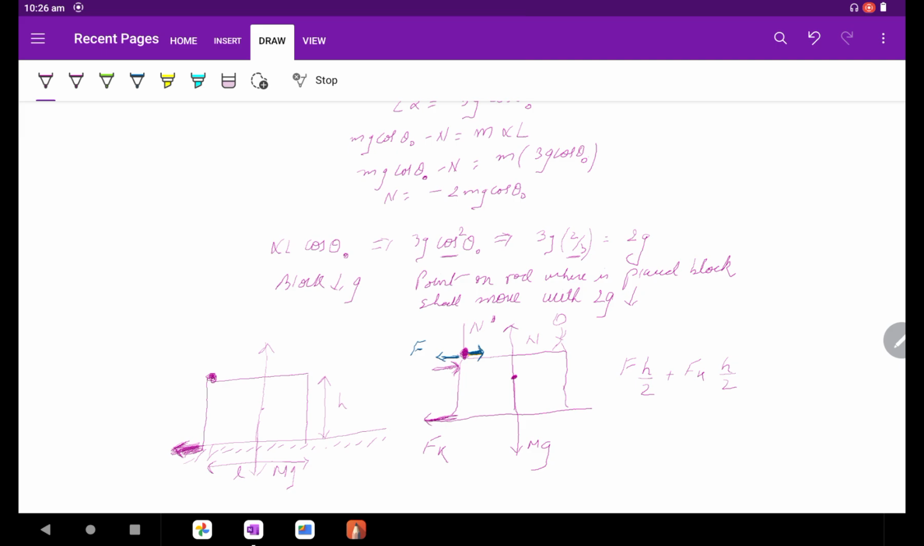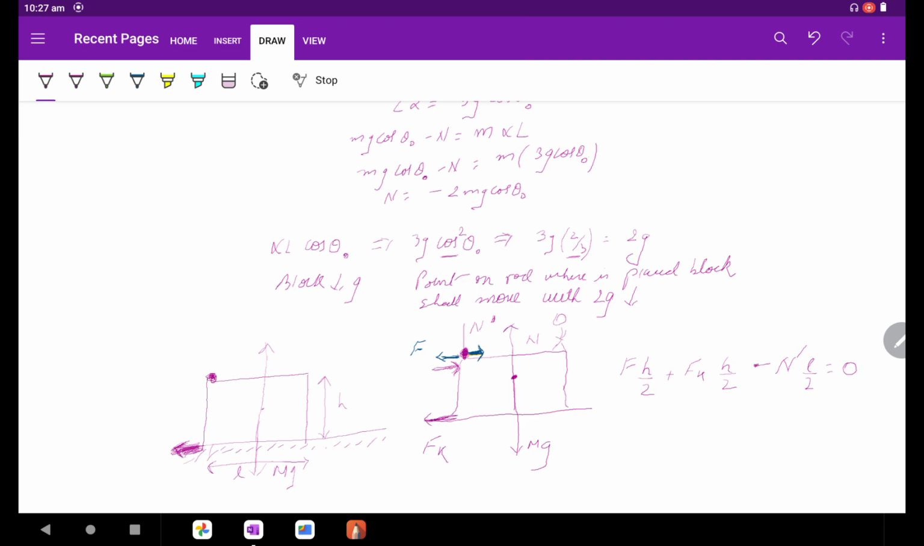What about N prime? N prime is trying to rotate it anti-clockwise. So negative of N prime, and the distance here will be again h by 2. No, L by 2, right? You're right. They are to equate to I alpha, alpha being 0, so they are 0.